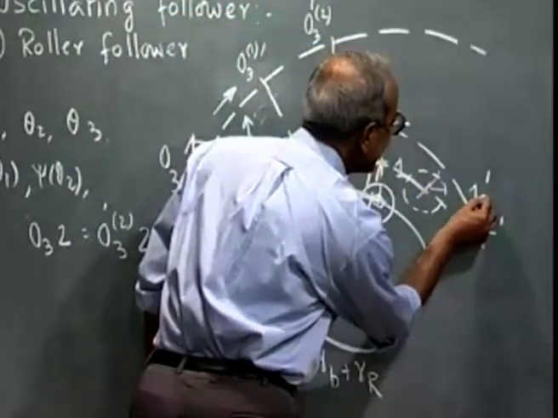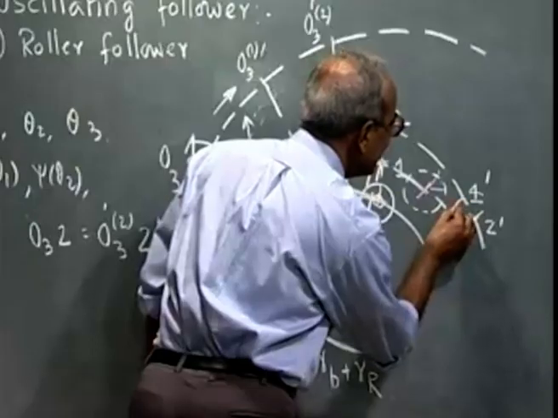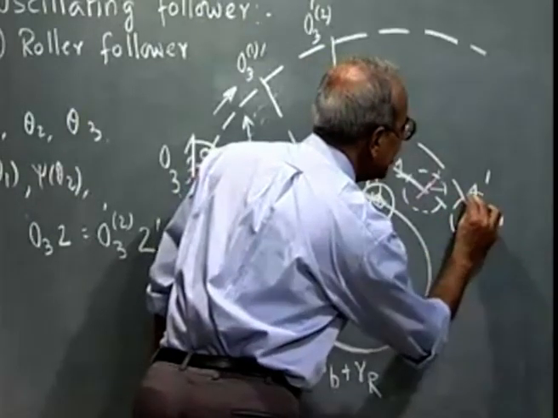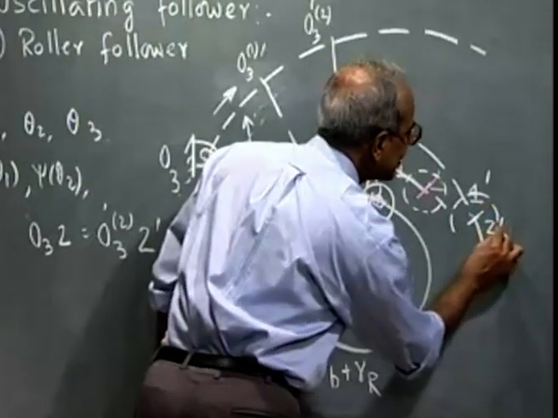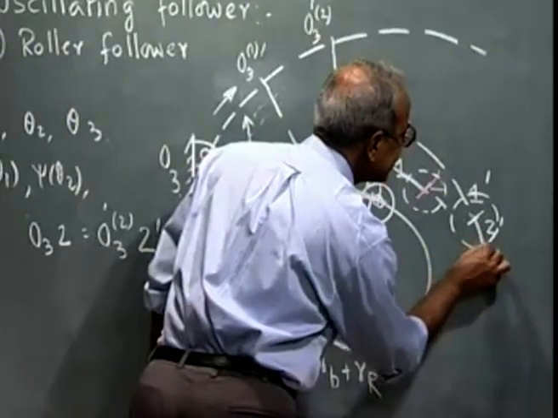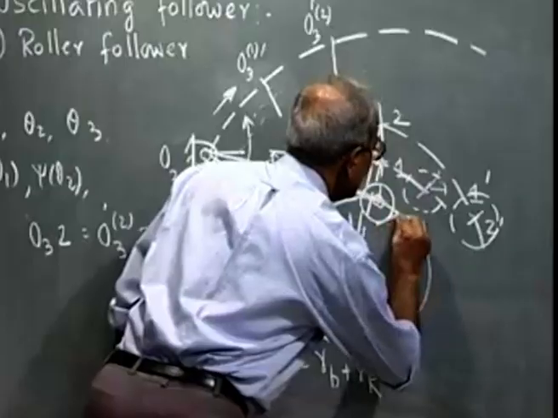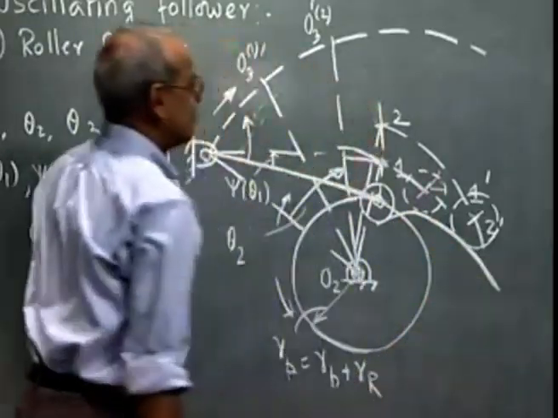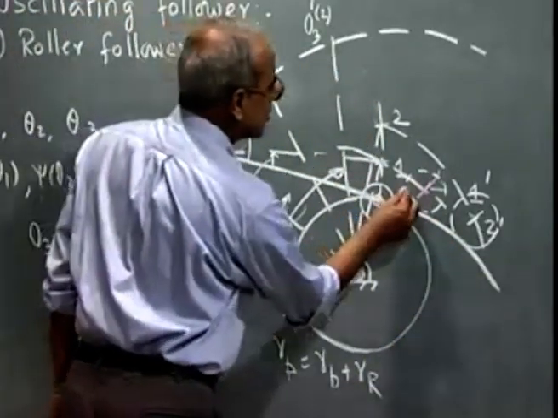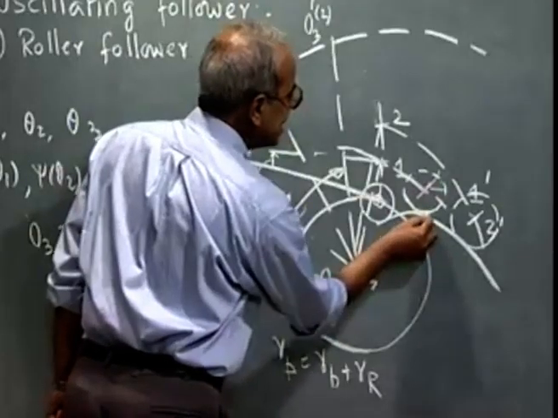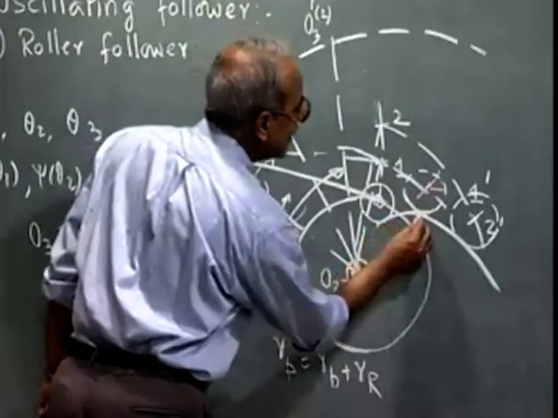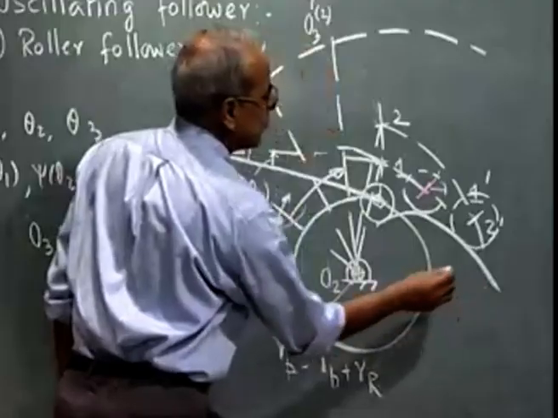So here again I draw the roller of same radius. And now if I draw a curve which is tangent to this family of circles, that gives me the cam profile.